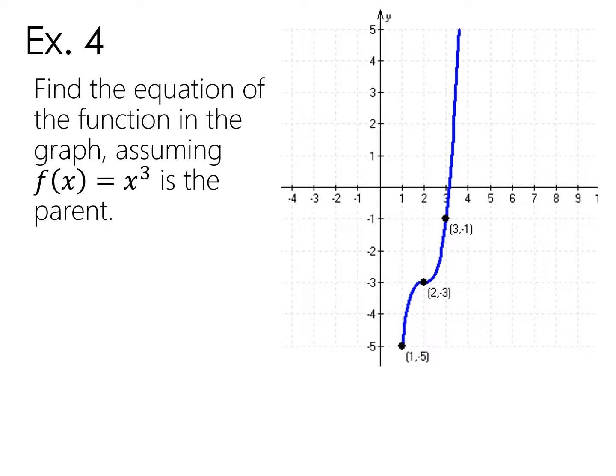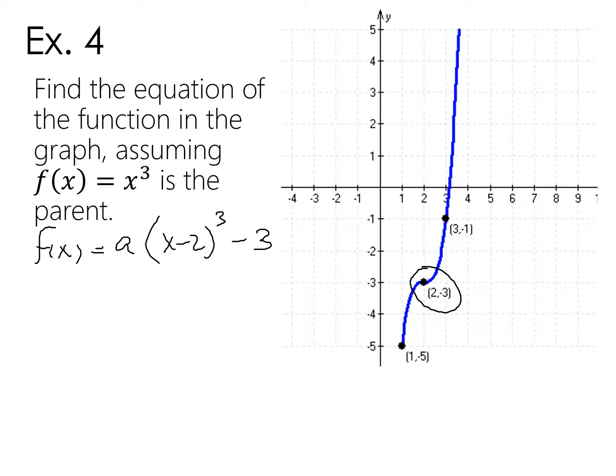Find the equation of the function in the graph, assuming f of x equals x cubed as the parent function. So if you're looking at that, yes, it has the general shape of the cubic. If we want to use the cheater's method, you would take a look at it. We're looking at our inflection point. So we know f of x equals, don't know my a value, a times (x minus 2) cubed minus 3.